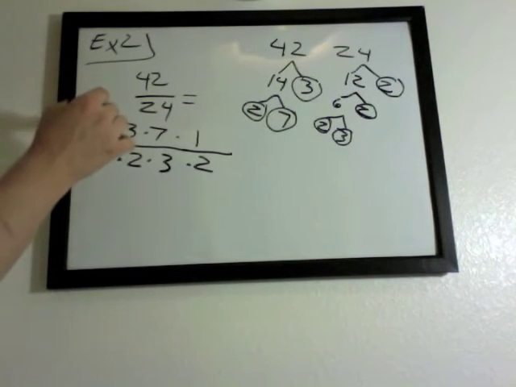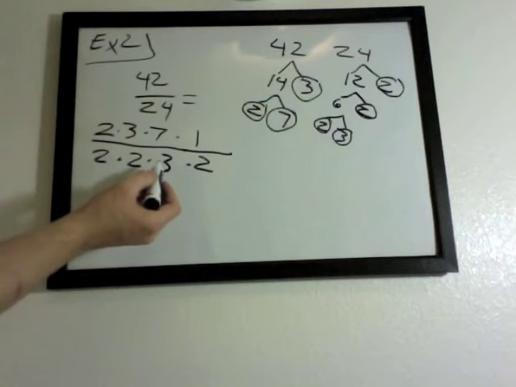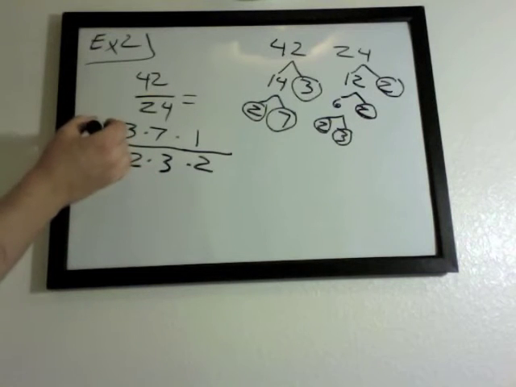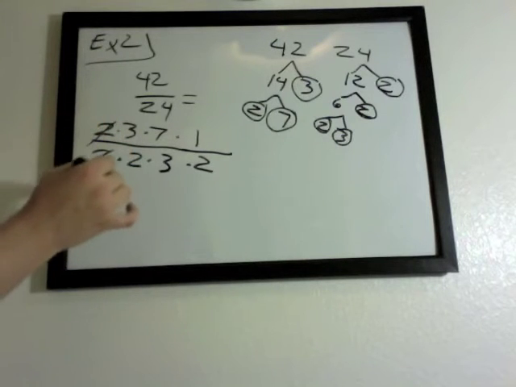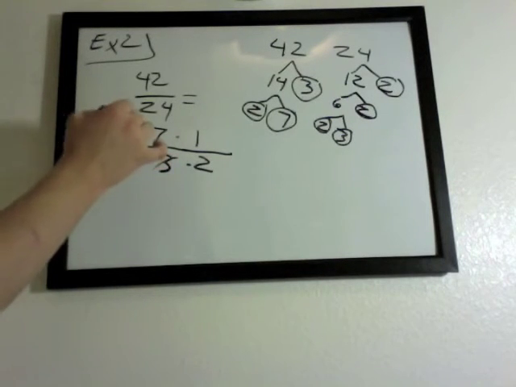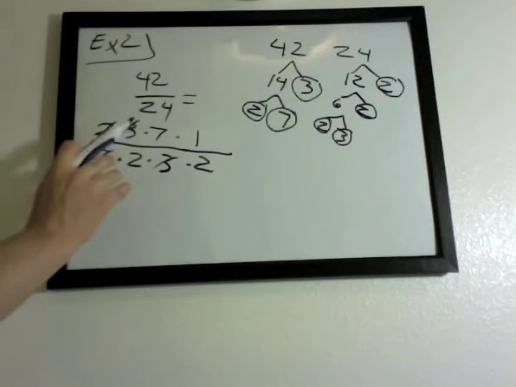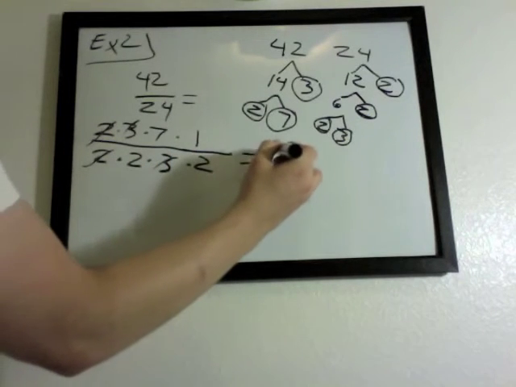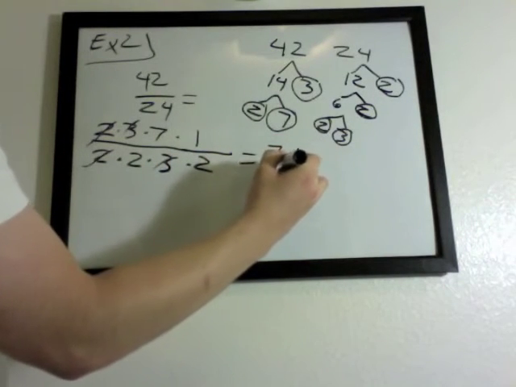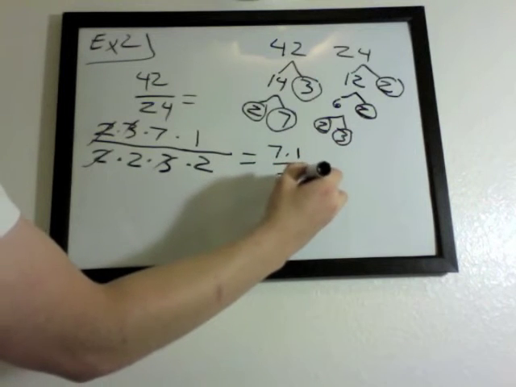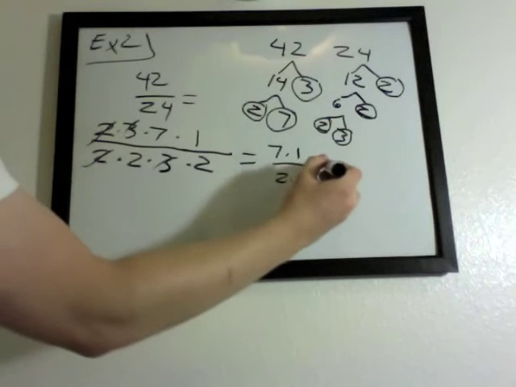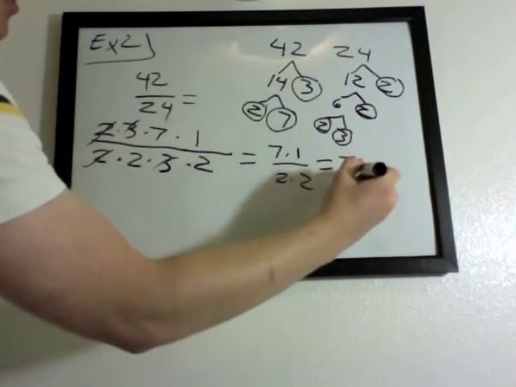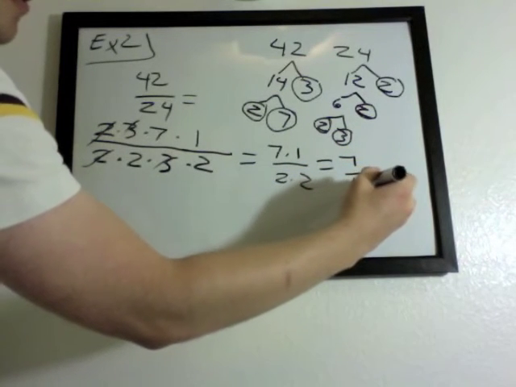You can cross any one from the bottom that you see from the top one, or the top one from the bottom one. So there's a 2 here and a 2 here. I can cross those out. I have a 3 here and a 3 here and cross those out. Now I'm left with 7 times 1 on top and 2 times 2. You multiply those, you get 7 over 4.